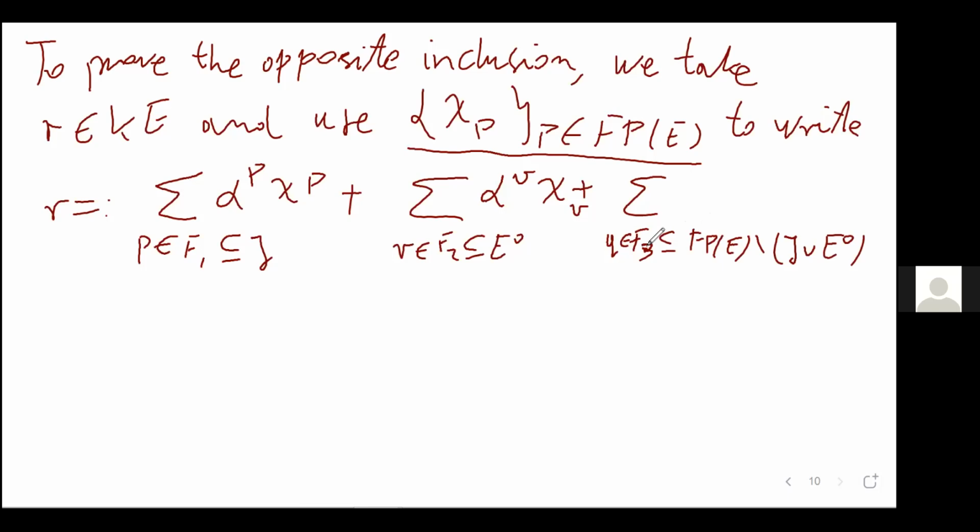Just let me finish the formula. Just here alpha Q, chi Q, right? The only thing that I'm doing is I'm splitting this set, labeling my basis elements into 3 disjoint parts. And I'm using that this is a basis. That's all. Right?